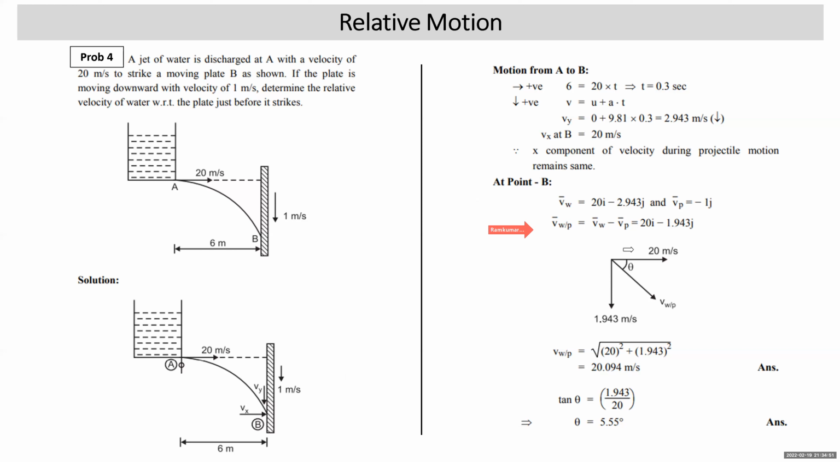Now we have to find the magnitude and direction of Vw with respect to plate. The i coefficient is positive, that means to the right. The j coefficient is negative, that means it is downward. So this is velocity of water with respect to plate. It is the square root of 20 square plus 1.943 square, that is 20.094 meter per second. Tan theta is 1.943 upon 20, that is theta is 5.55 degrees. So this way we found velocity of water with respect to plate at the instant when the jet of water just hits the plate, or just before it is hitting the plate. So here relative motion concepts were clubbed with projectile motion concepts.